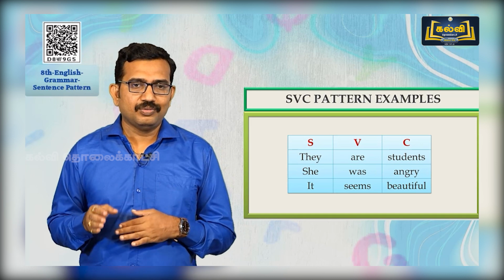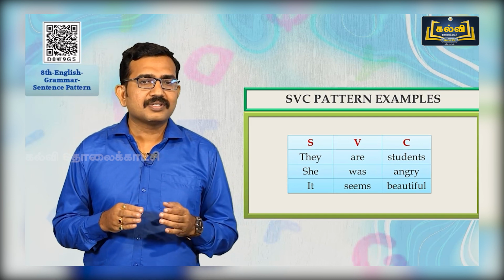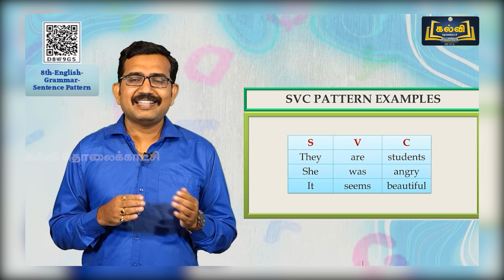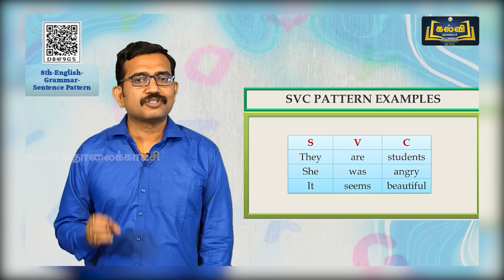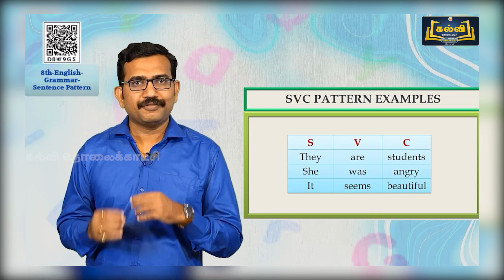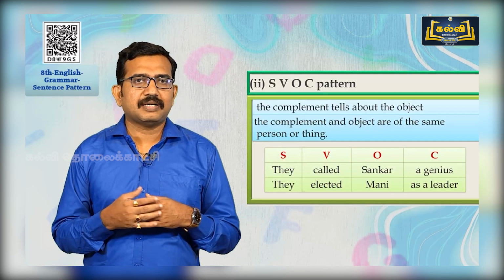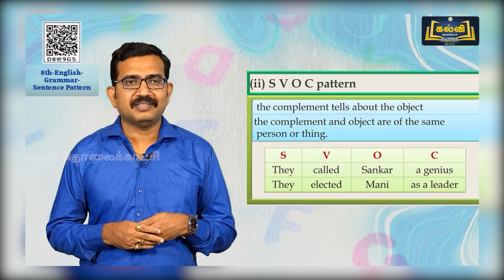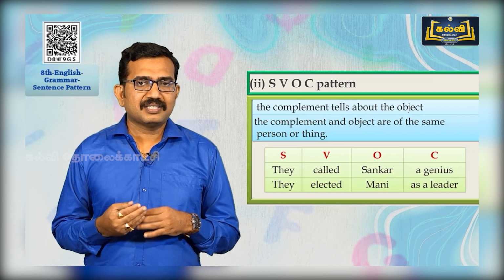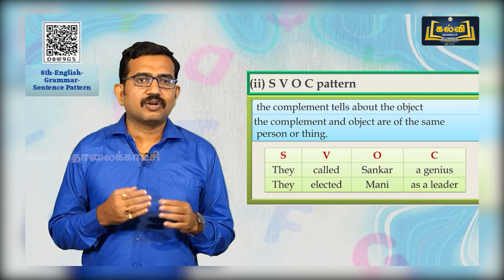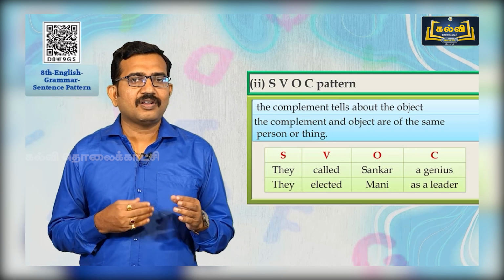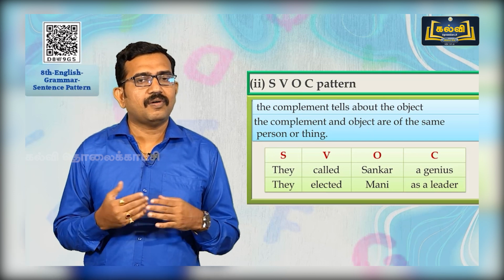They are students. She was angry. It seems beautiful. So students, angry, beautiful are examples for complement. So let's check some examples for SVOC pattern. The complement tells about the object. The complement and object are of the same person or thing.